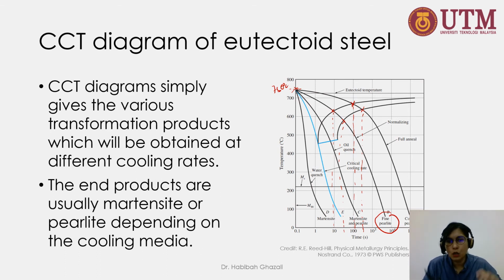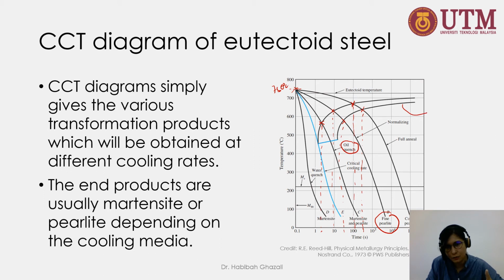And if, let's say, you want to have a variation of martensite and also perlite, you can quench it in oil instead. So with oil quenching, the transformation from austenite to perlite will start at around 3 seconds, and the transformation from austenite to perlite would not finish because it doesn't touch any point at the finish transformation line.